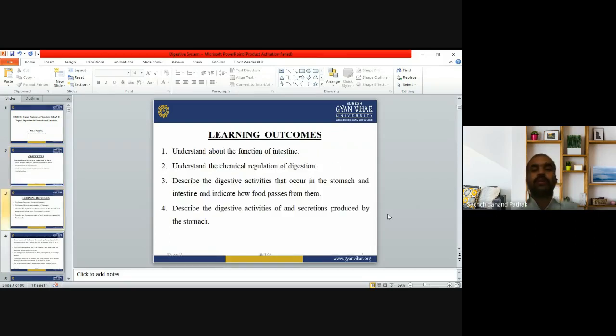Now, the learning outcomes will be to understand the function of the intestine, chemical regulation of digestion, different digestive activities that occur in the stomach and intestines, how the food passes through them, and the secretions produced by the stomach. So these all will be the learning outcomes.